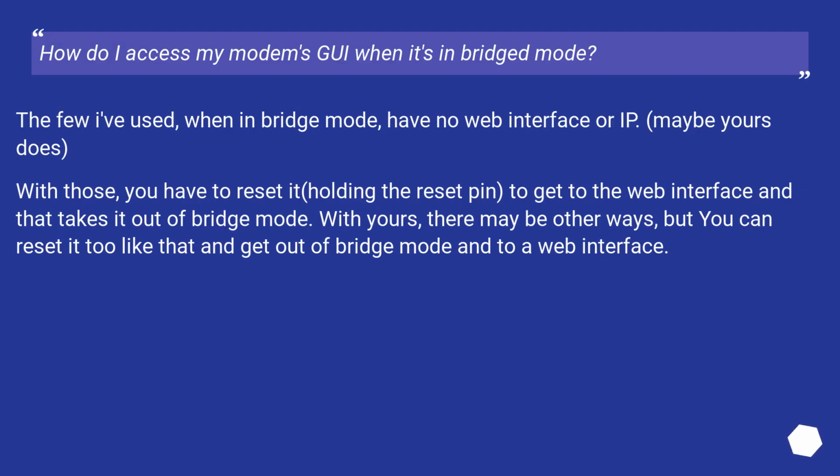How do I access my modem's GUI when it's in bridge mode? The few I've used, when in bridge mode, have no web interface or IP. Maybe yours does. With those, you have to reset it, holding the reset pin, to get to the web interface, and that takes it out of bridge mode. With yours, there may be other ways, but you can reset it too like that and get out of bridge mode into a web interface.